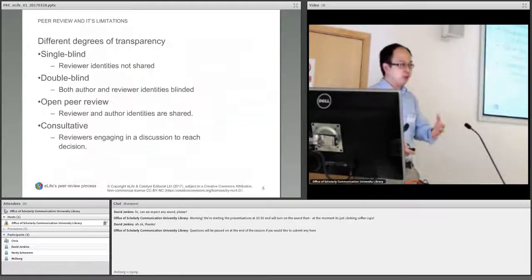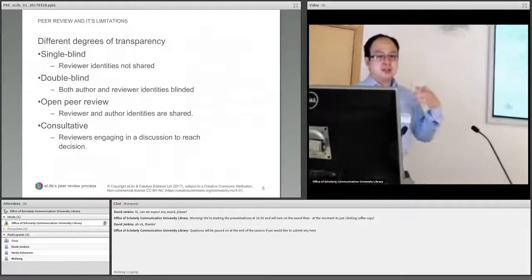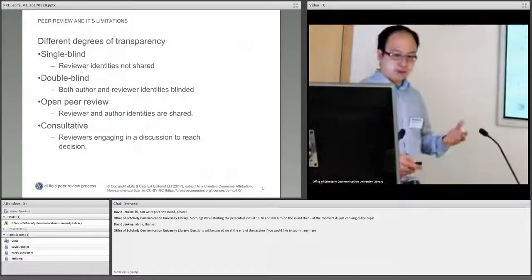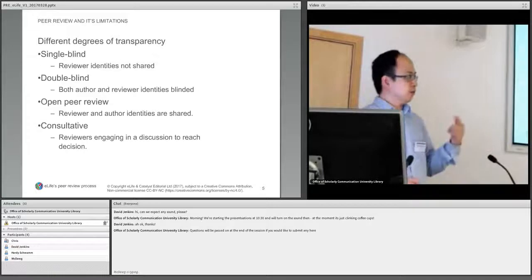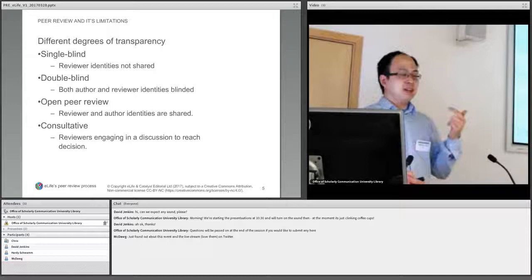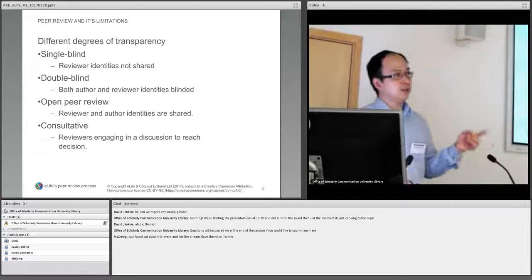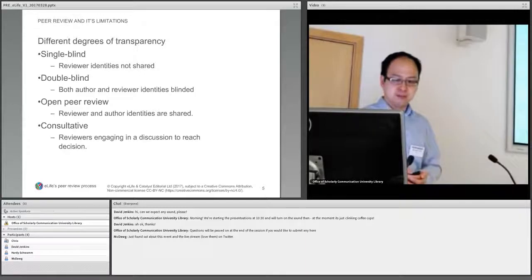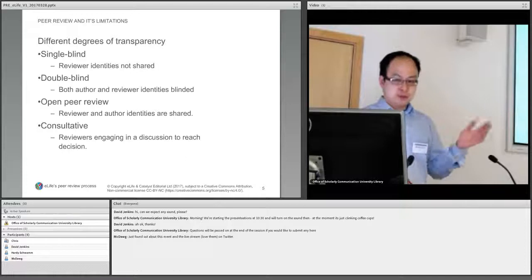The different types of peer review also have different degrees of transparency. In life sciences, for example, single blind peer review is the most common type of peer review. This is where the author does not know the identity of the reviewer, whereas the reviewer knows the identity of the author. Then there's the double blind type of peer review, where the author's identity and their related information is not shared with the reviewer. And likewise, the reviewer's identity is not shared with the author. At the other end of the spectrum, there's open peer review. This is where the reviewers and the author identities are shared between the two parties.